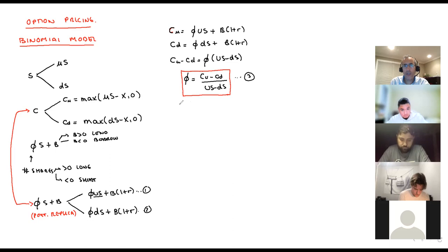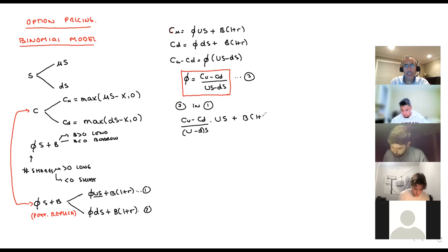Now, using three in one, my next parameter that I need to estimate is B. So remember, psi is (Cu minus Cd) over (U minus D) times S, because I can have a common factor here, that multiplies US, plus B(1+R). Oh, sorry, I'm doing it wrong. I need to use this one here. This should be one, and this should be two. Sorry. Okay, three in one, and this should be equal to Cu.